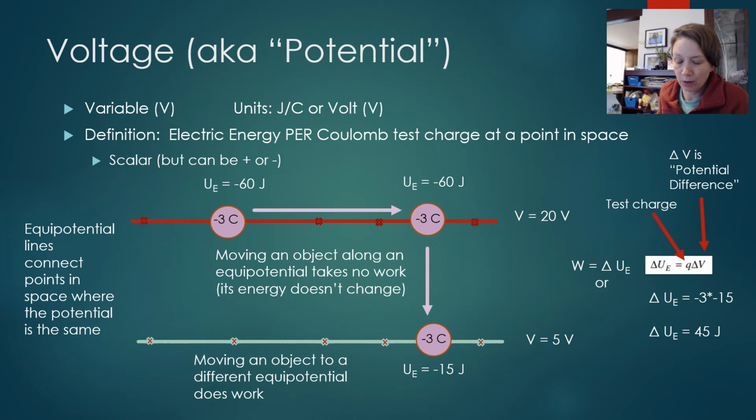So if we use that new equation to calculate delta UE directly, we'll see that it's equal to -3, which is the charge of the test charge, multiplied by -15, because that is the change in voltage from where I started to where I ended. And when you do that calculation, you end up with positive 45 joules, which is the same answer we got when we took the longer method that we did first.